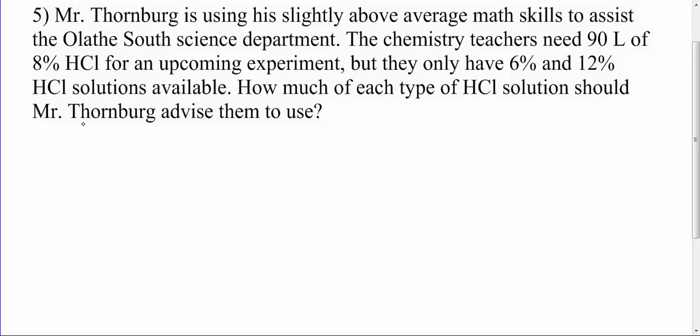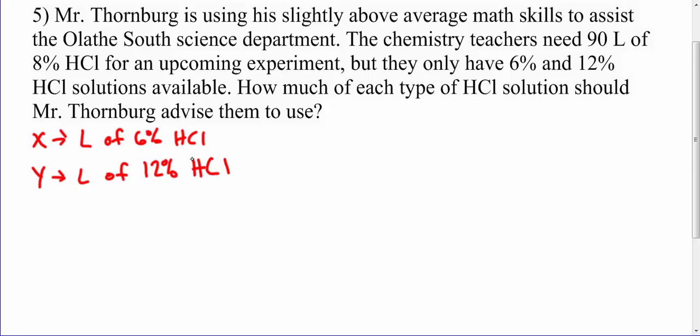All right, so here's the deal. We know it says how much of each of the two types, so we know that it's going to have to do with the amount of the two varieties of hydrochloric acid. So I'm going to say X represents the liters of 6% hydrochloric acid solution, where Y represents the liters of 12% hydrochloric acid solution.